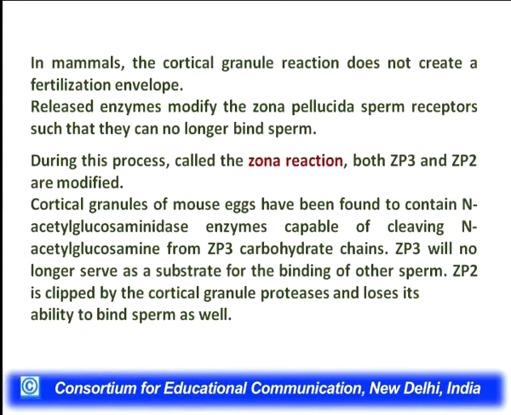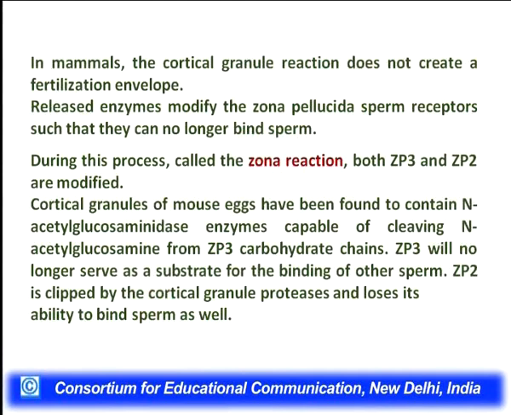This particular process is called the zona reaction. Both ZP3 and ZP2 are modified. So, as I said, both the zona pellucida proteins, ZP3 as well as ZP2 molecules, and then there is a cross bridging by ZP1 molecules also. ZP3 and ZP2 molecules are modified, and this modification during the zona reaction causes the rest of the sperms to just knock off, and only one sperm is able to fuse.